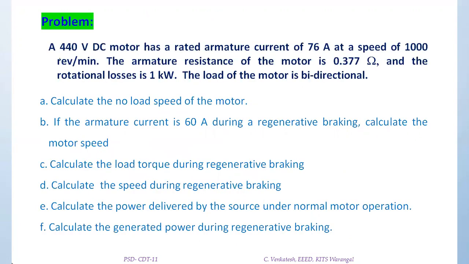So let us take a problem on this one. A 440 volts DC motor has a rated armature current of 76 amperes at a speed of 1000 revolutions per minute. So motor voltage is given, armature current is given, speed 1000 RPM is given. The armature resistance of the motor is 0.377 ohms and the rotational losses is 1 kilowatt. The load of the motor is bidirectional. This is important. So calculate the no load speed of the motor.